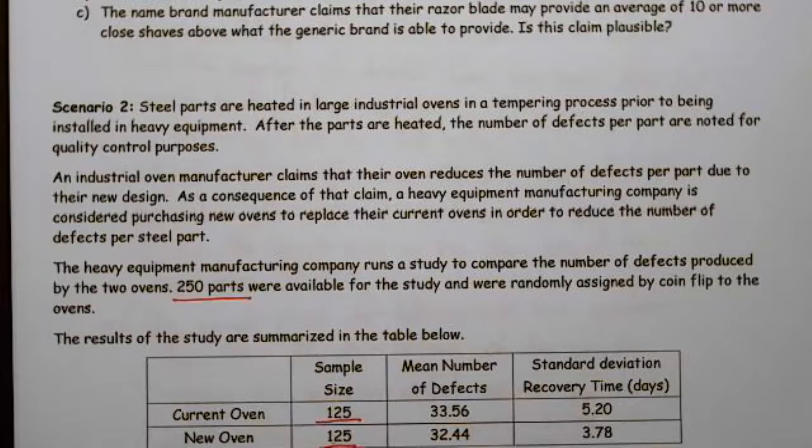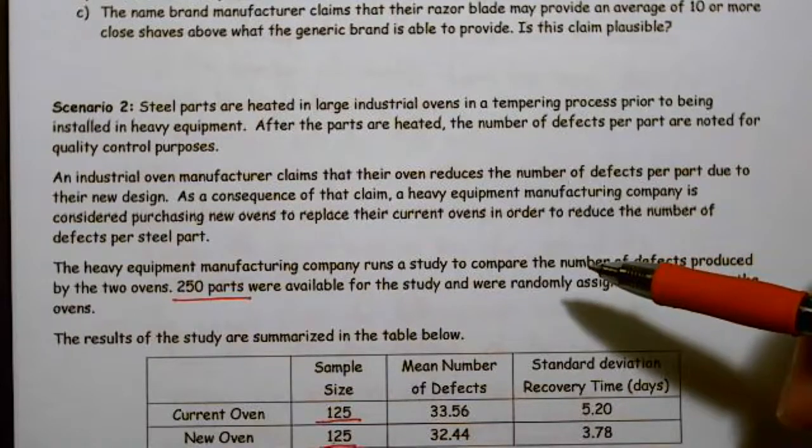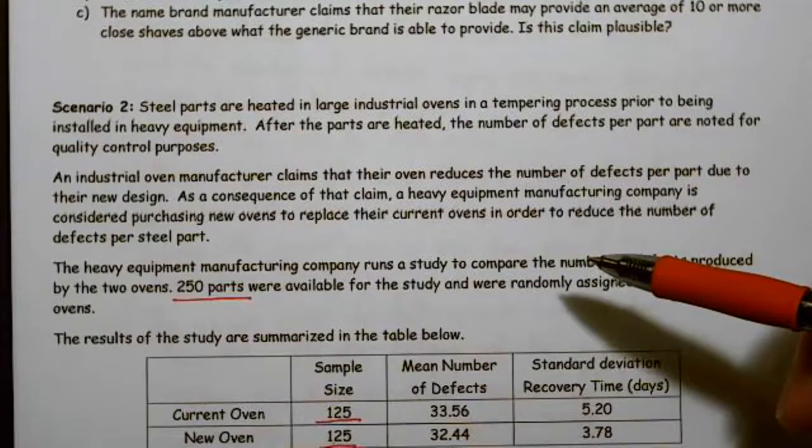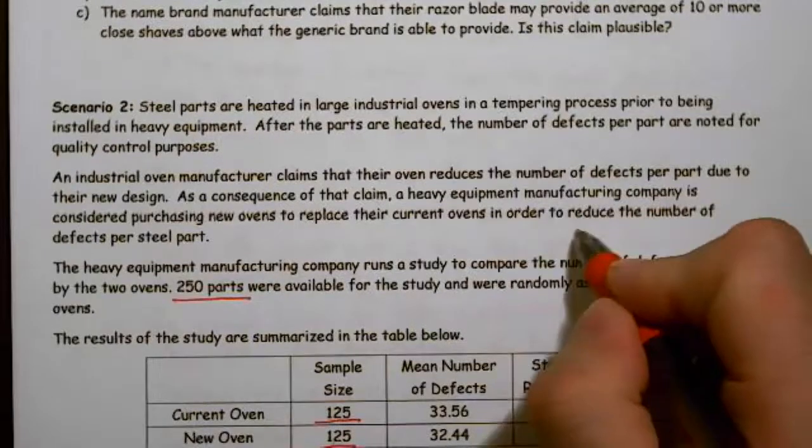After the parts are heated, the number of defects per part are noted for quality control purposes. An industrial manufacturer claims that their oven reduces the number of defects per part due to the new oven design. As a consequence of that claim, a heavy equipment manufacturing company is considering purchasing new ovens to replace their current ovens in order to reduce the number of defects. So we're looking to reduce the number of defects.